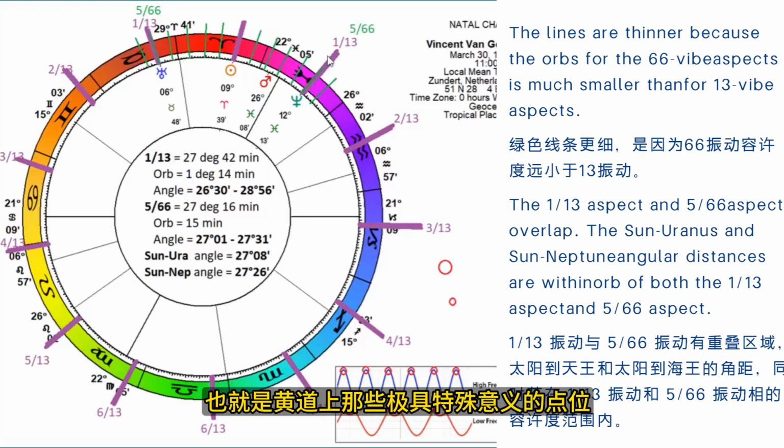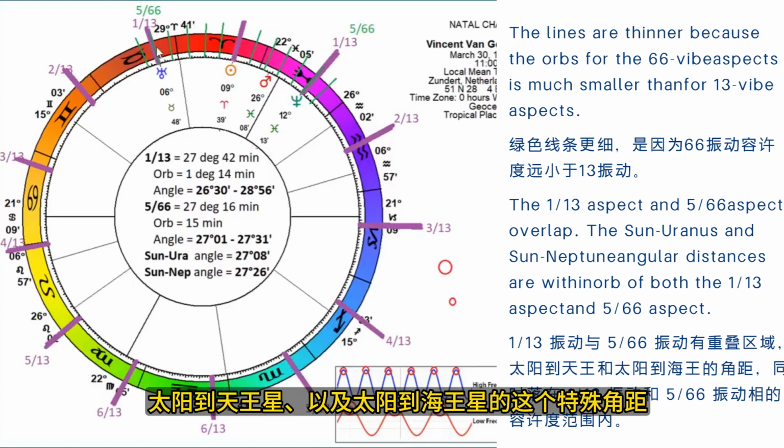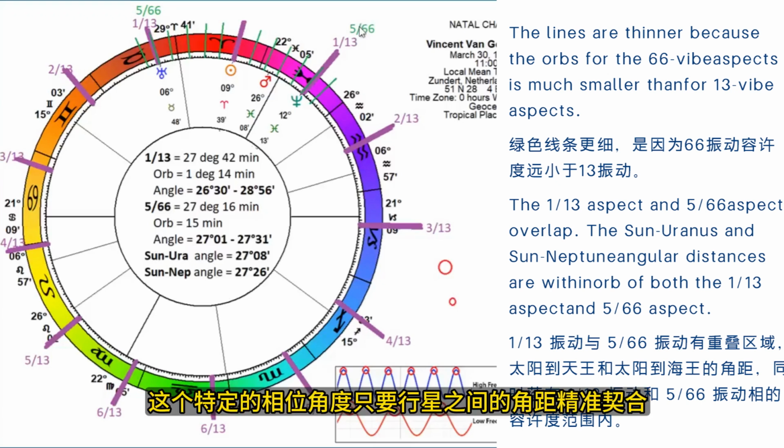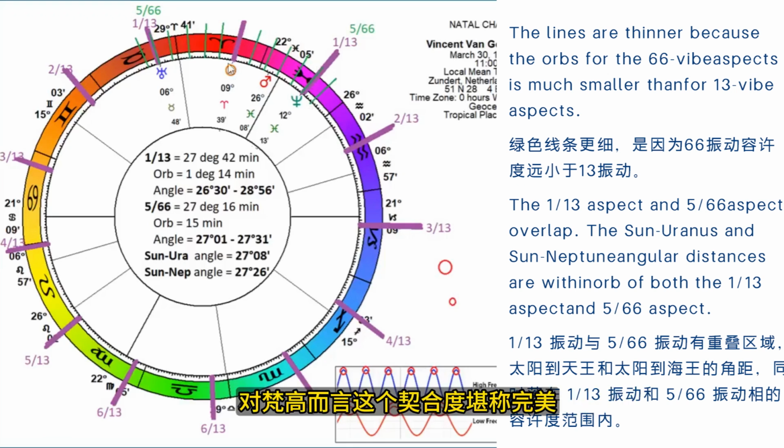We get these special points in the zodiac. This special distance of Sun to Uranus and Sun to Neptune has a 13 quality and an 11 times 6 quality. It's very vibrant, very transcendental, a very unique quality to that particular angle, if the planets are exactly the right distance. And for Van Gogh, it's perfect, and it describes why he is so unique and why he is the way he is.